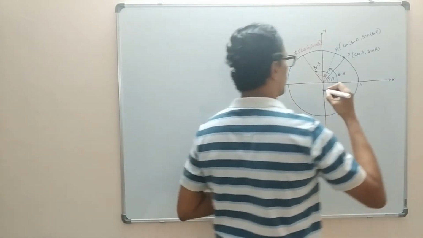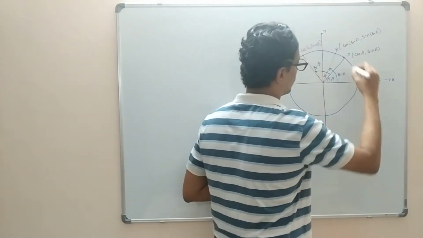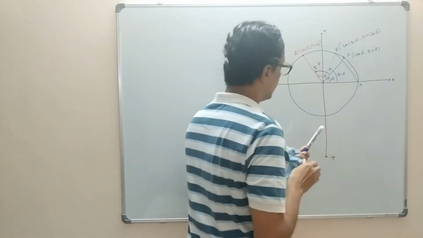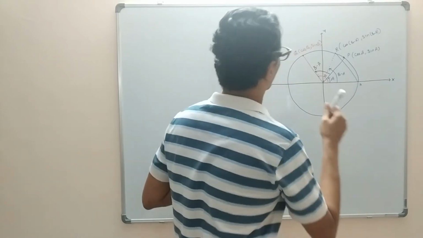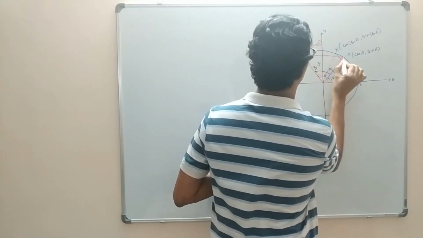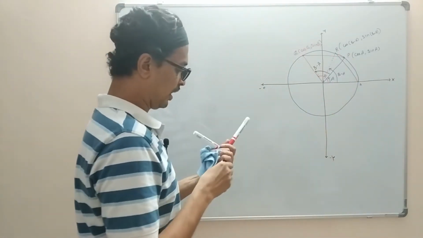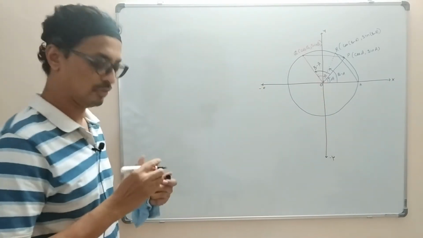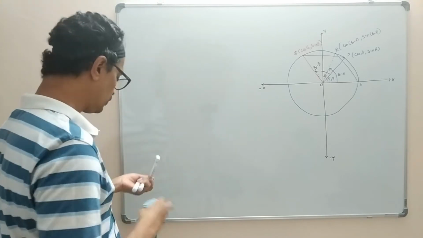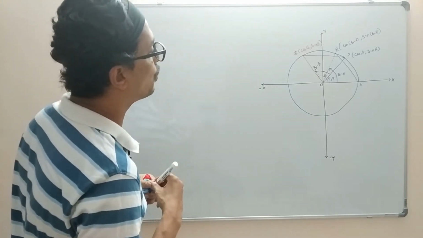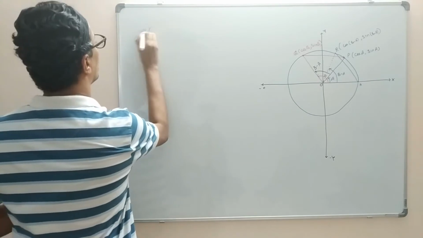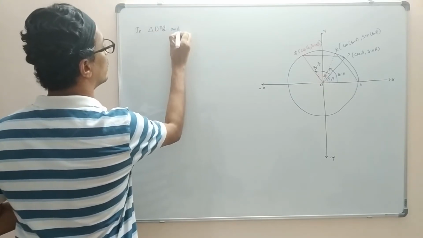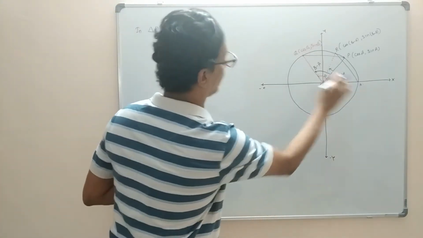I am going to join these two points, R and A. Similarly, I will join P and Q. And we have the origin as O. Now let us see the triangles. Let us write down triangle OPQ and triangle ORA.